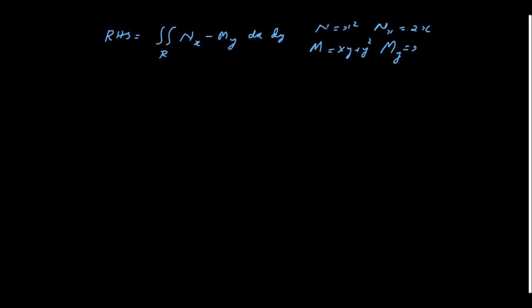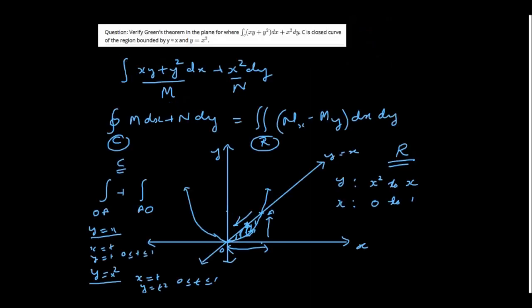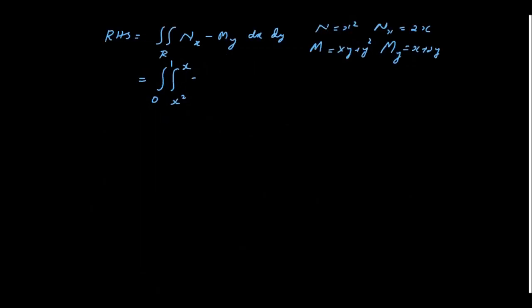So My is x plus 2y. Now let's put in the limits of integration. As we found, the y limit is from x square to x, and the x limit is from 0 to 1. That's what we have seen in the last slide. This is the limit of integration for your R, so I have given that. Then Nx is 2x minus My, which is x plus 2y, dx dy.